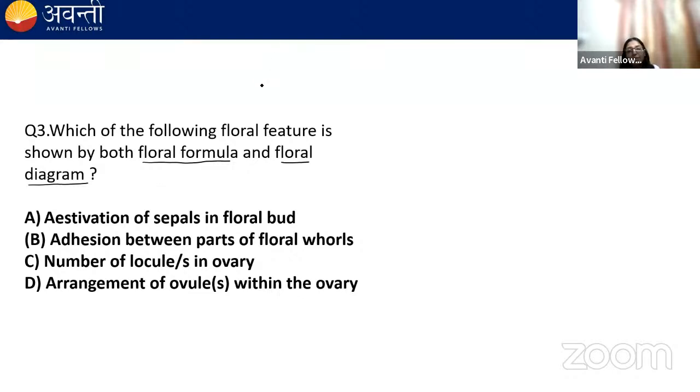So quickly, let me know in the chat box, what do you think, what will be the correct option for this question? They're asking about the feature which is visible or which can be shown in both floral formula and floral diagram. They're asking in both.